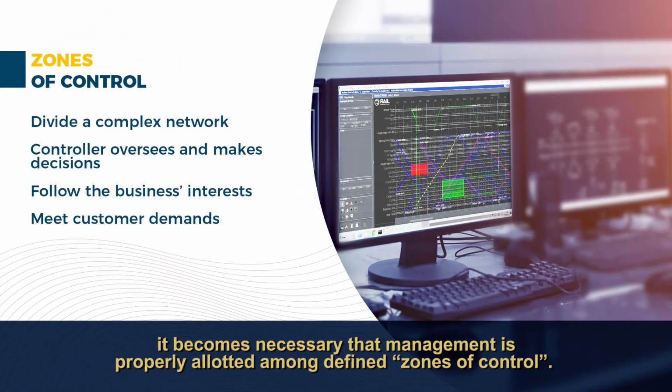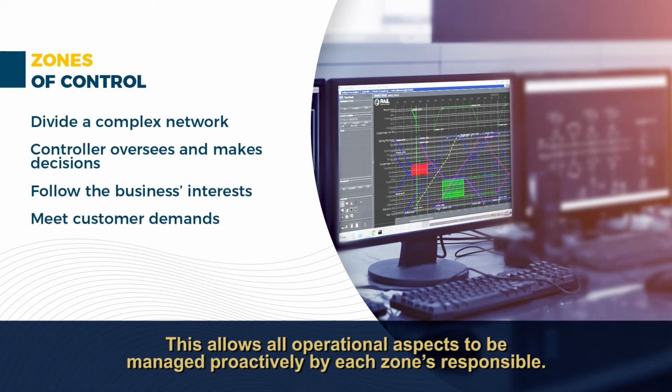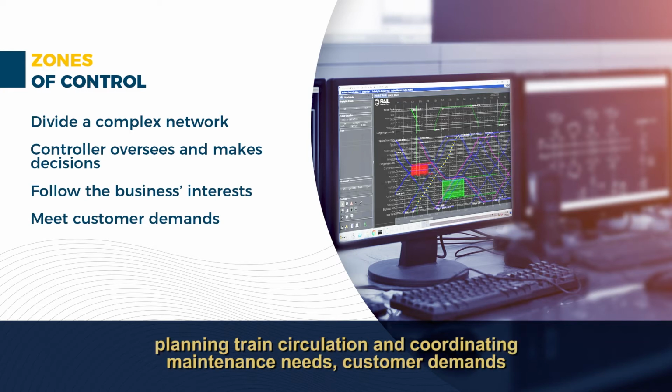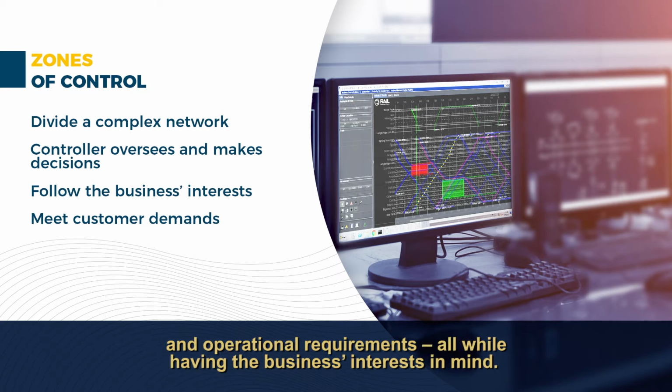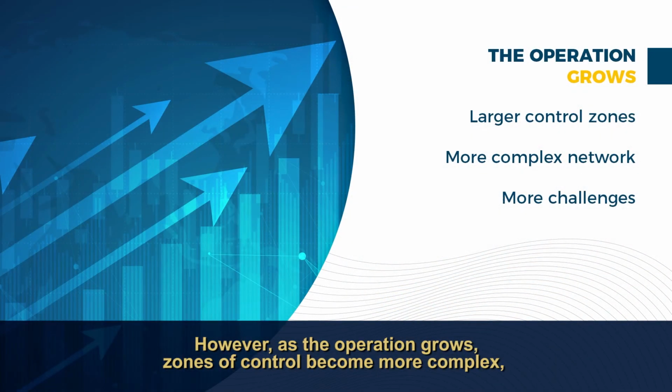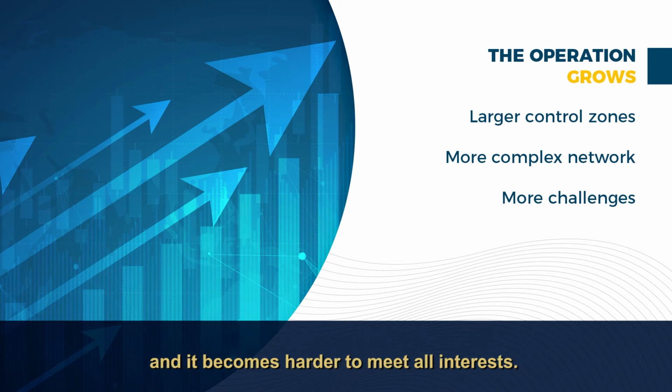of control. This allows all operational aspects to be managed proactively by each zone's responsible. In each zone of control, the traffic controller has the duty of planning train circulation and coordinating maintenance needs, customer demands, and operational requirements, all while having the business's interests in mind. However, as the operation grows, zones of control become more complex, and it becomes harder to meet all interests.